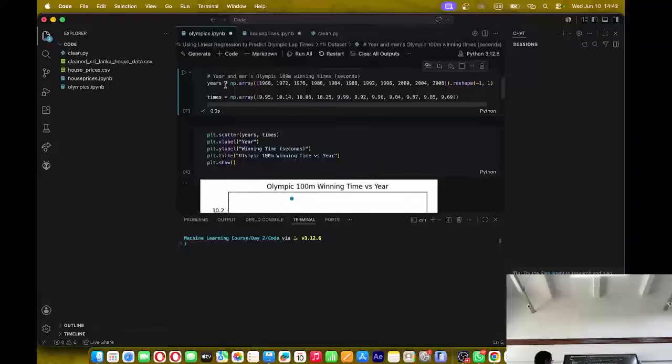It says the x-axis is year. Can you figure it out from this line? Dot x label year means the x-axis is year. Dot y label winning time means the y-axis, the up axis, is going to be the running time. And the title, that's the topic of the graph.